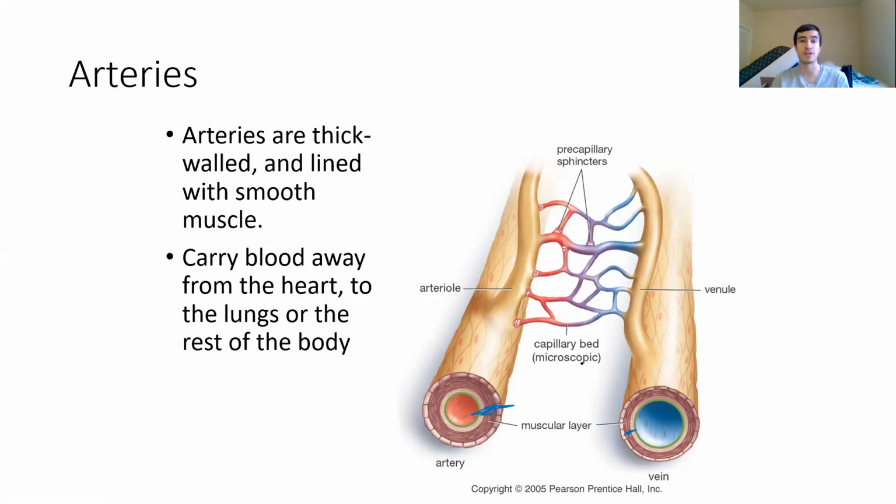Both of them need muscle so that they can expand and contract in order to carry more blood or less blood at certain times. The arteries are just a little bit more muscular. And again, they're all about taking that blood away from the heart. So the ventricles in the bottom part of the heart pump the blood out into arteries.